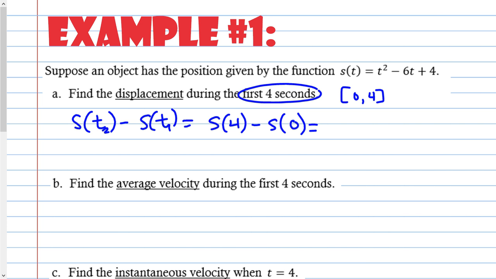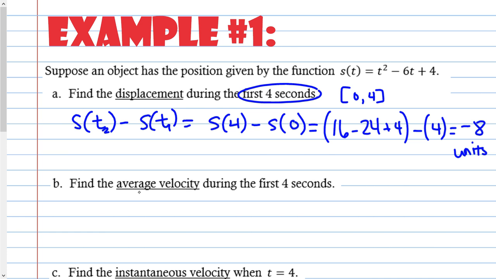When I plug in the 4, I get 4 squared minus 6t plus 4. So I'll write it out: 16 minus 24 plus 4. And then minus, when I plug in 0, I get 0 minus 0 plus 4. And then so I have negative 4 minus 4, so negative 8. I don't have units. I'm just going to call it units because I don't have feet or meters or anything.